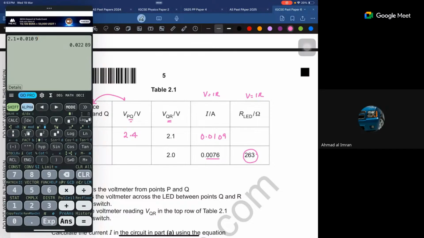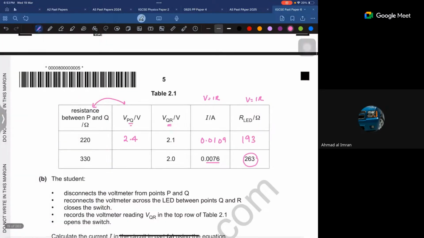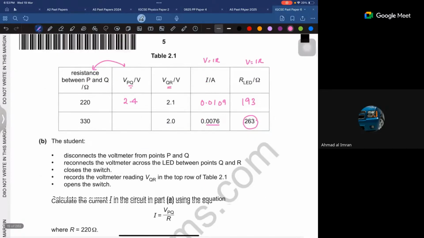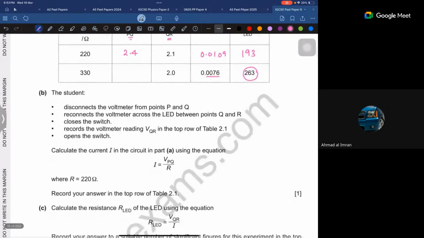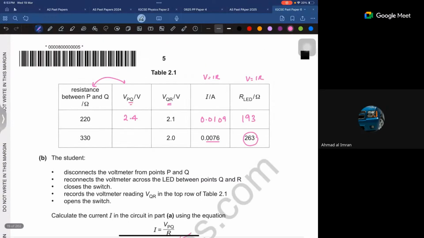Why though is my answer so small? Oh, I had to divide it, not multiply. Sorry. So it's going to be 193 actually, not 192. Then, oh, they gave us the formulas as well, but we have already done it because we are so smart.